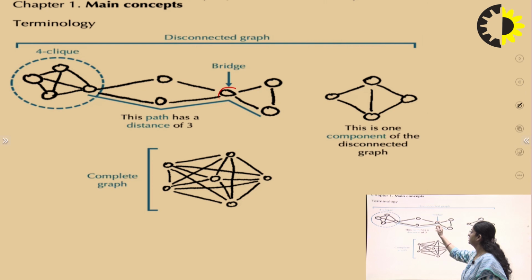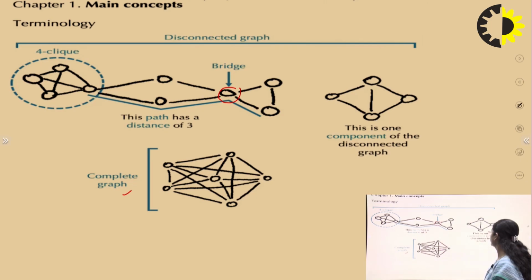So a bridge acts as a bridge, like the word defines, connecting 2 or more nodes with each other. So here this is the bridge, and if each and every node is connected to each and every other node, that is a complete graph. Next, this is one component of the disconnected graph, like this. Next, these are the key terminology which we are studying to understand the network in social media analytics.